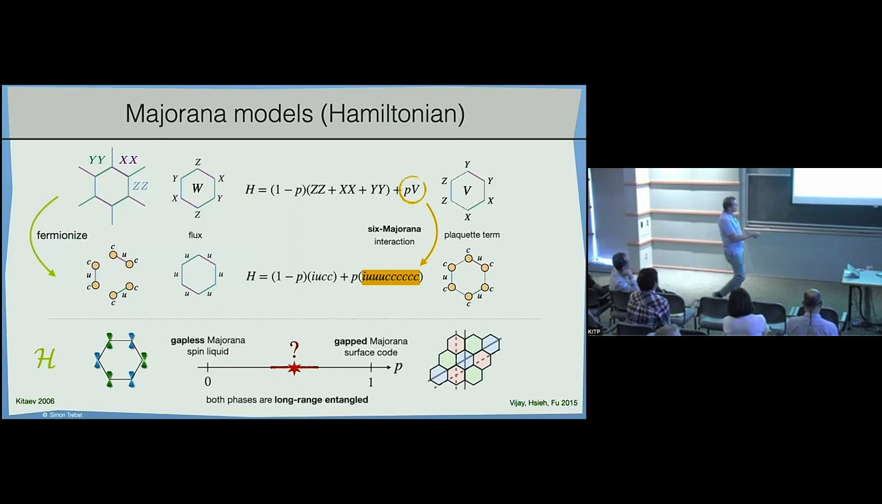This term stabilizes a topological state. It's a gapped Majorana surface code that Fu, Saga, and Tim developed a couple of years ago, which is distinct from what you get on this side, which, if you just have the Kitaev model, is this gapless Majorana spin liquid. Both sides are long-range entangled and interesting, and that's what we use now to get some intuition of what we can do when we monitor these terms.